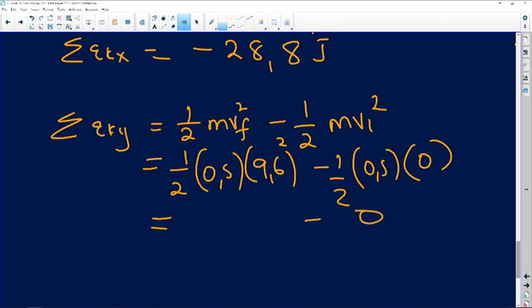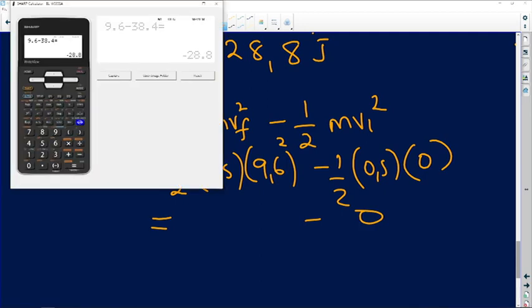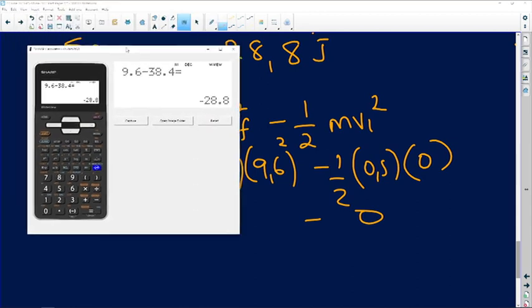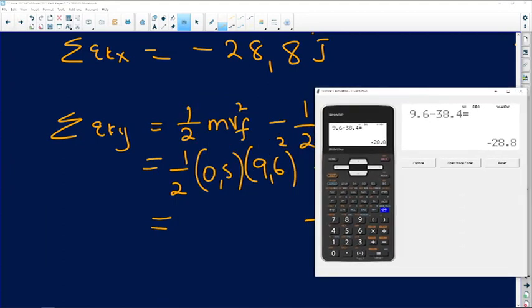Now, we punch on our calculator. We can come here and say 0,5, right? And therefore 9,6. Don't forget to square it. And then the answer I get here, I divide by 2 because it's half. What am I going to get here? I am getting 23,04.